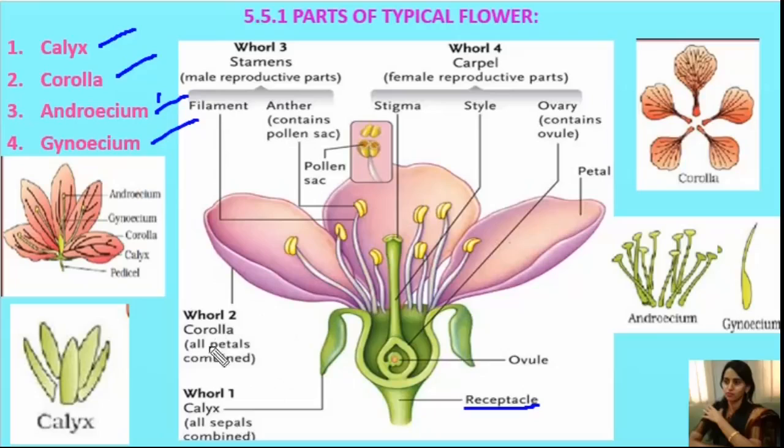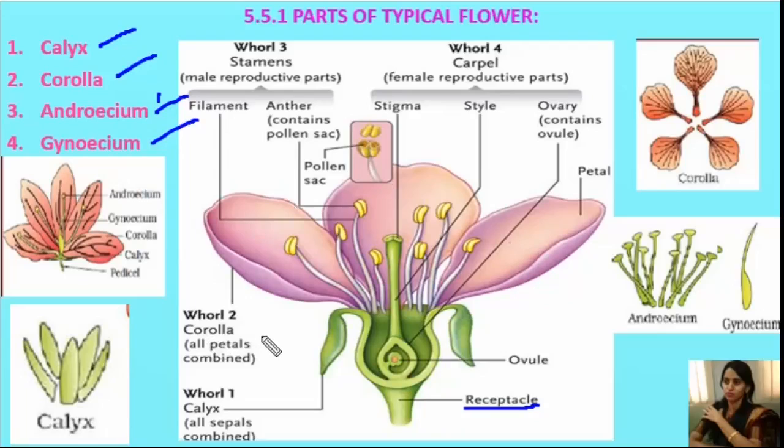The second whorl is corolla. The individual member of the corolla is known as petal. Such petals, you can observe here, these three are the petals. This is the longitudinal section of the flower. The petals combine to form the second whorl, that is called a corolla.